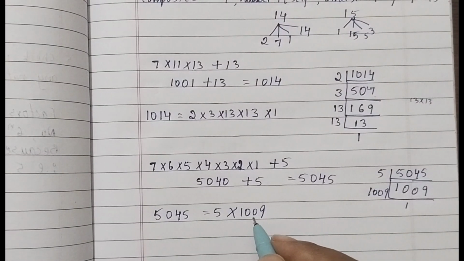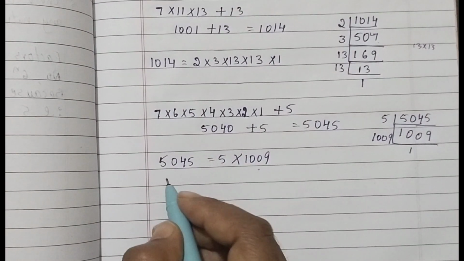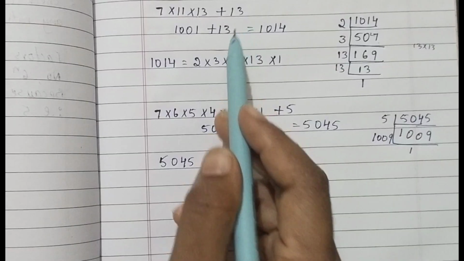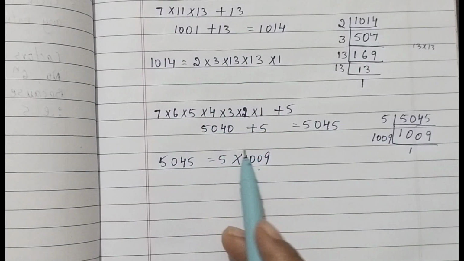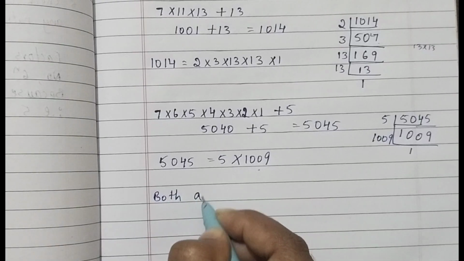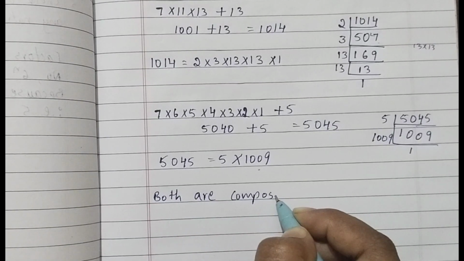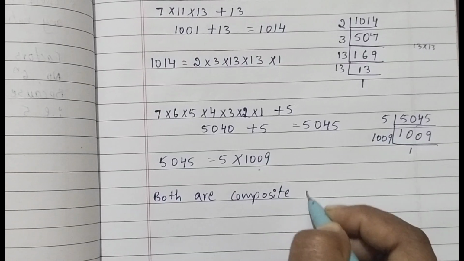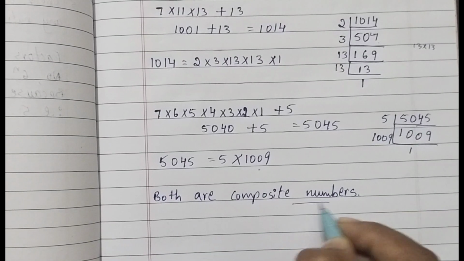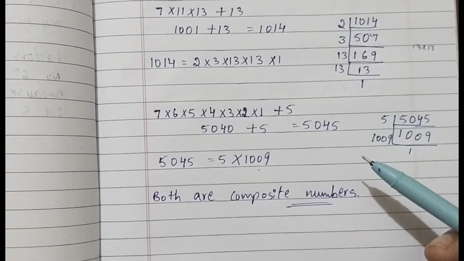So here the number itself, 1, and other numbers are there in the factors. If the number itself, 1, and other numbers are there in the factors, it is considered a composite number. So we have to write that both are composite numbers. Whatever numbers are given in the question, both are composite numbers. This is the way to explain why it is a composite number.